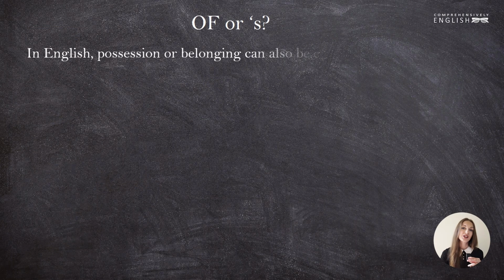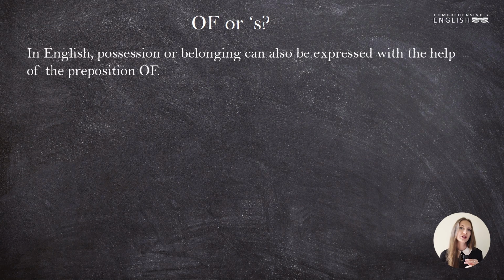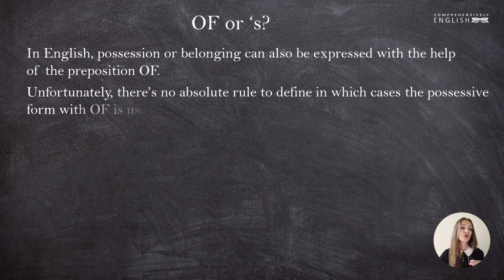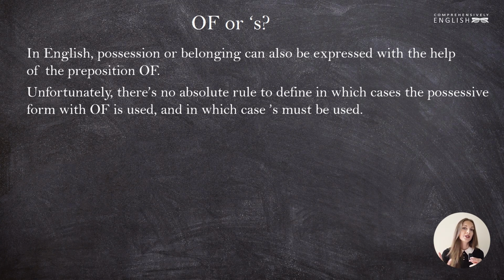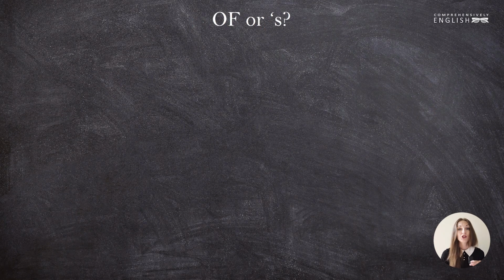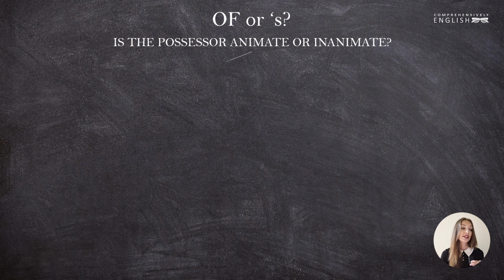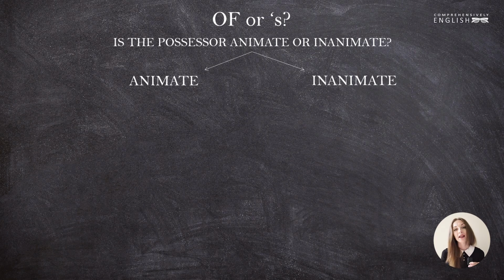In English, possession or belonging can also be expressed with the preposition of. Unfortunately, there is no absolute rule to define in which cases the possessive case is used and in which cases we should use of. Still, there are some ideas that we should consider when we choose between of and the apostrophe s. The question that we should ask ourselves is: is the possessor animate or inanimate? If the possessor is animate, of and the apostrophe s are interchangeable.